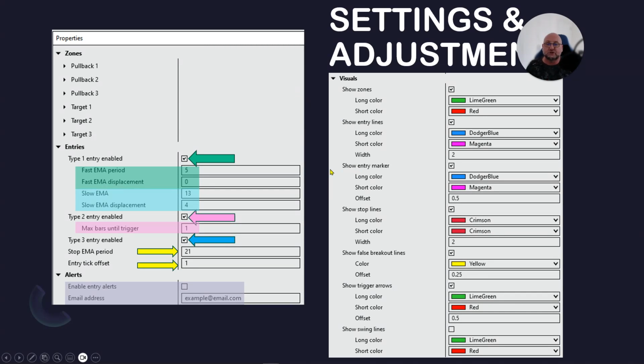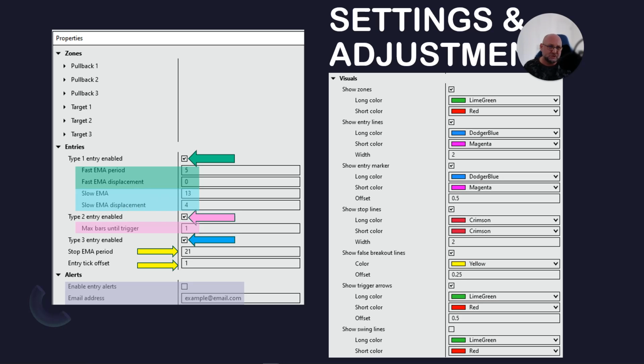So there are some settings that you can change here, but the default settings are, I would say, back tested and optimized, so they are the settings. For the type 1 trade, check the box if you want to see those signals. Here we've got the fast EMA period as 5 and the fast EMA displacement as 0. So that's one of our points of control. Then we have the slow EMA at 13, the slow EMA displacement at 4.